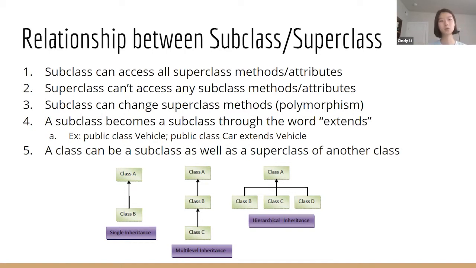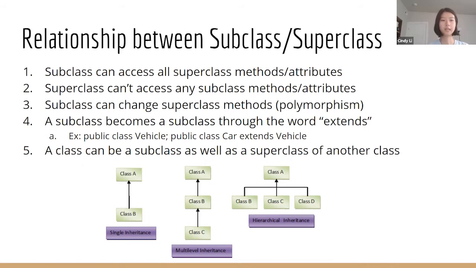All right. Also, number 4, a subclass becomes a subclass through the word extends. That is the only way a class can turn into a subclass, or a class can turn into a superclass. A class automatically turns into a superclass once another class extends it. So, for example, like the example at the beginning of class, public class vehicle, public class car extends vehicle. So car is now the subclass, vehicle is now the superclass.